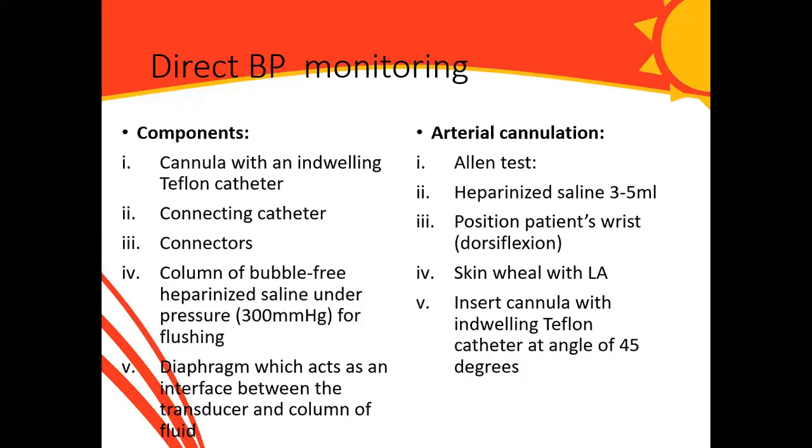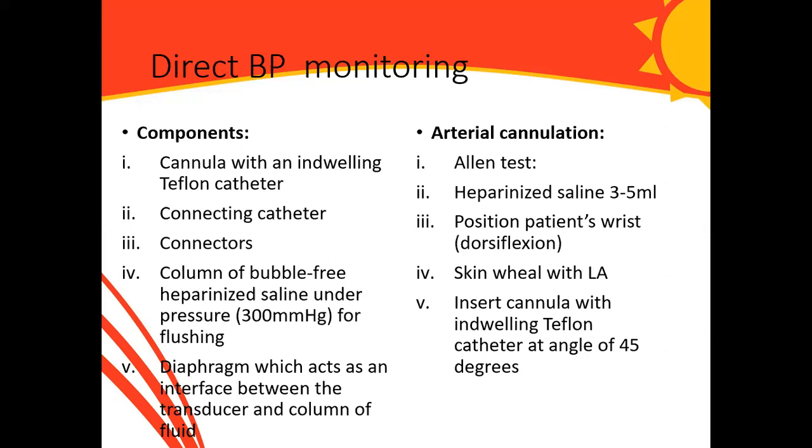The components of direct blood pressure monitoring. Number one, you need a cannula with an indwelling Teflon catheter. You need a connecting catheter. We all know this, it's just to remind ourselves. There are a lot of connectors. Importantly, you need a column of bubble-free heparinized saline, which is under pressure, especially around 300 millimeters of mercury, for flushing. You need a diaphragm, which acts as an interface between the transducer and the column of bubble-free fluid.